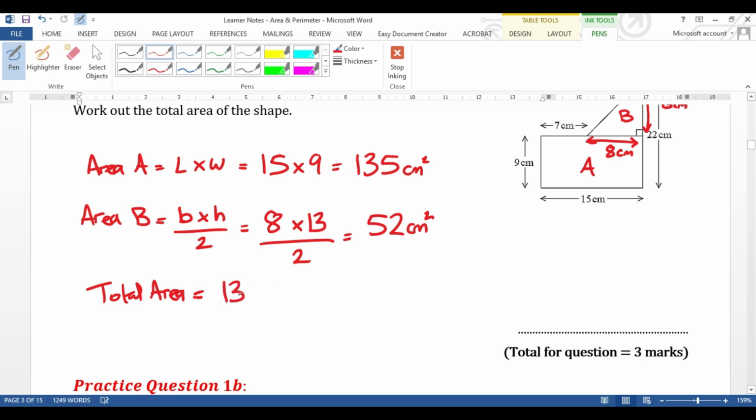So the total is 135 plus 52 gives me 187 centimeters squared. Don't forget to put the units on the dotted line as well. If you don't put the units here on the dotted line, you would lose a mark as well, so just be careful. Usually they do put the units themselves on the dotted line, but if it's not there, then you're going to have to put that in yourself. Yep, 3 marks for that one.